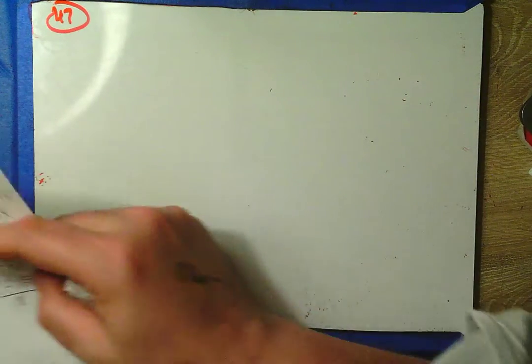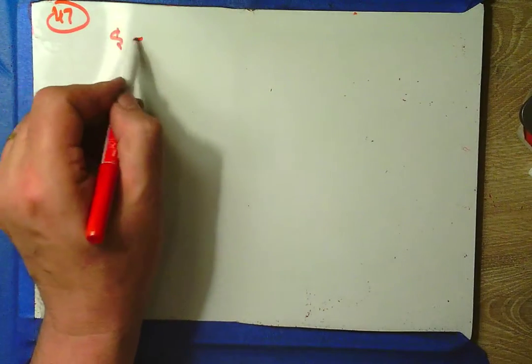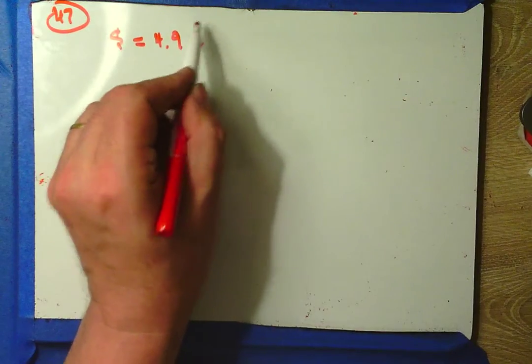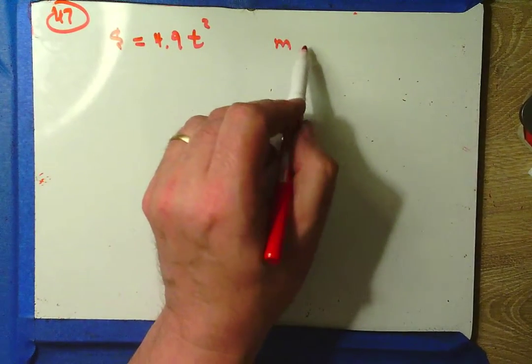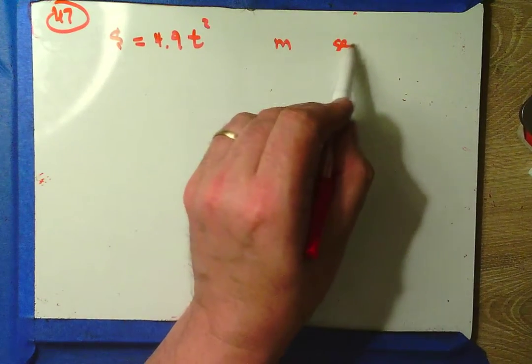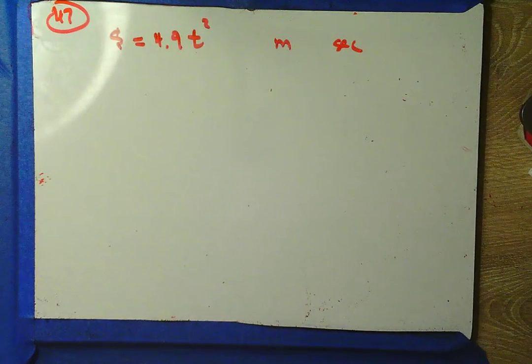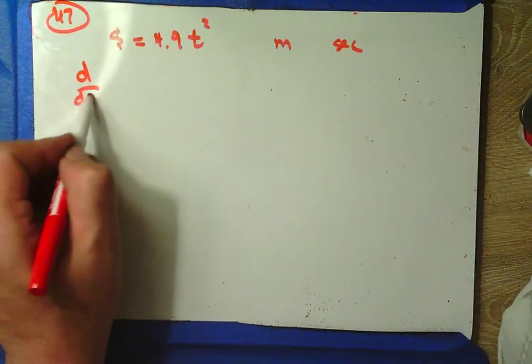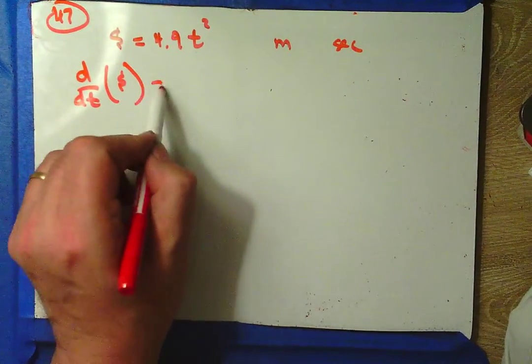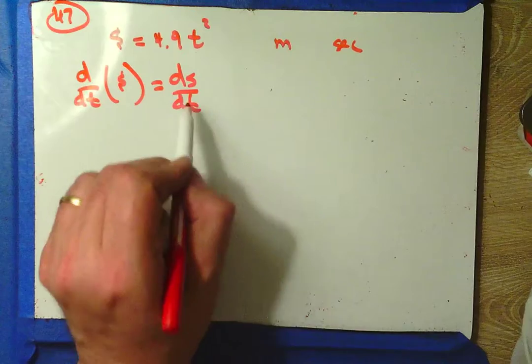47 says, free fall. If a rock falls from rest near the surface of Earth, the distance it covers during the first few seconds is given by s equals 4.9 t squared, where s is in meters and t is in seconds. Okay. What else do we know? Find ds dt and the second derivative. So they're asking me to take, with respect to time, the derivative of s. That's how ds dt comes around.